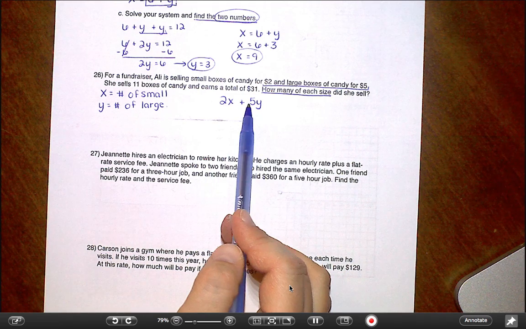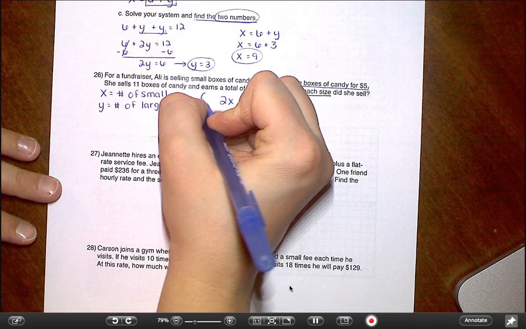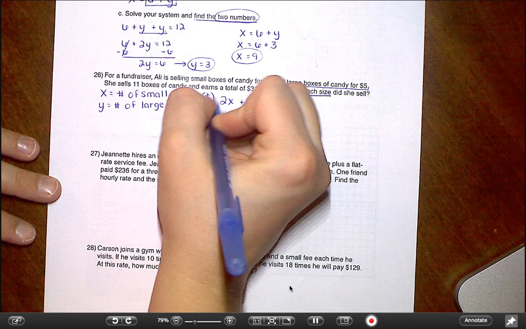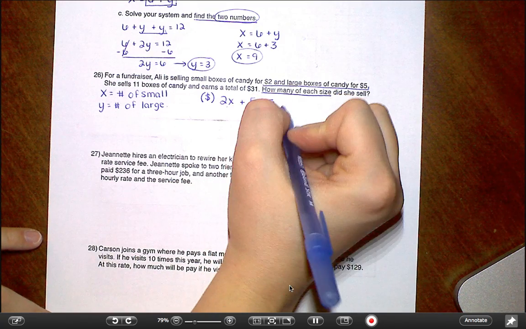However many larges, I multiply by 5. Now, this is talking money. This is my money equation. Money plus money has to equal money.